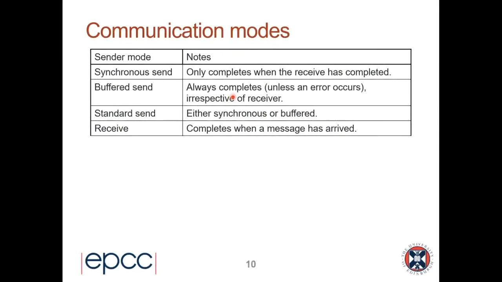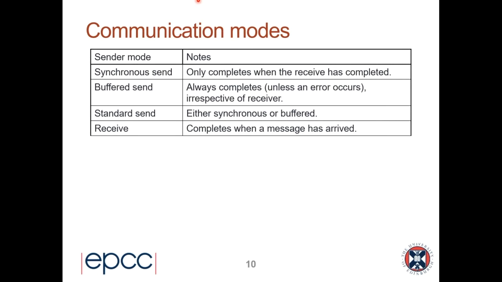How do these map onto MPI? Well, MPI has synchronous send, which only completes when the receiver has completed. And actually, that is just like making a phone call. MPI also has buffered send, which always completes, unless an error occurs, irrespective of the receiver. Buffered send maps onto asynchronous send. So MPI calls synchronous send, synchronous send, and it calls asynchronous send, buffered send. So why does MPI call asynchronous send buffered send?